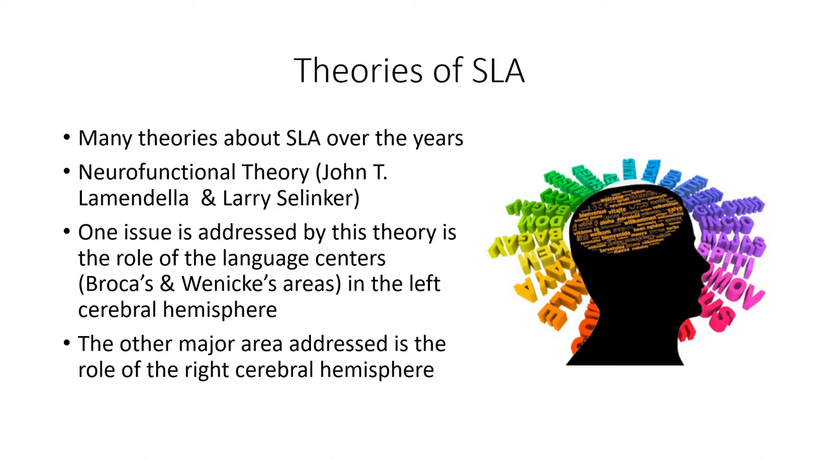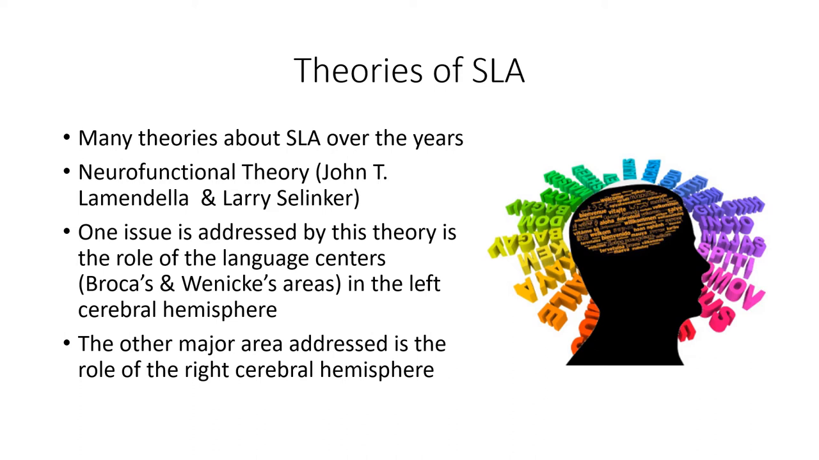And it really looks at two central issues. One has to do with the language centers, Broca's and Wernicke's areas, which are in the left cerebral hemisphere. And the other major area that this particular theory looks at is the role of the right cerebral hemisphere. Now, Lamandela was writing in the 60s when there was not a whole lot of interesting ways of studying the brain, not a whole lot of safe ways of doing it. And now with neuroimaging technology, this particular field is really taking off in some pretty interesting ways. But the basics are still the same.